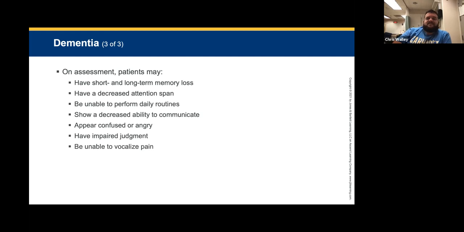So the patient might exhibit loss of cognitive function. The patient may have short and long-term memory problems because of the decreased attention span, or they may not be able to perform daily routines because they're progressing backwards. They may also have a slow, decreased ability to communicate and appear confused, but give them the respect to be able to communicate.